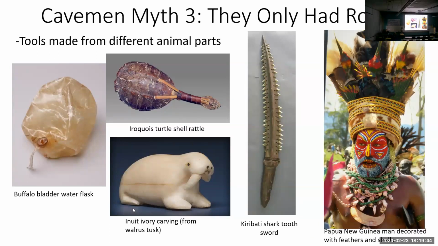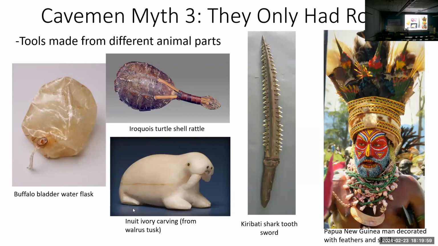Like here's a water flask made from buffalo bladder. Bladder is a really common thing to make a flask out of because it's watertight. It's kind of evolved to hold water. Sometimes they also would inflate these and make a little bouncing ball for kids to play with.